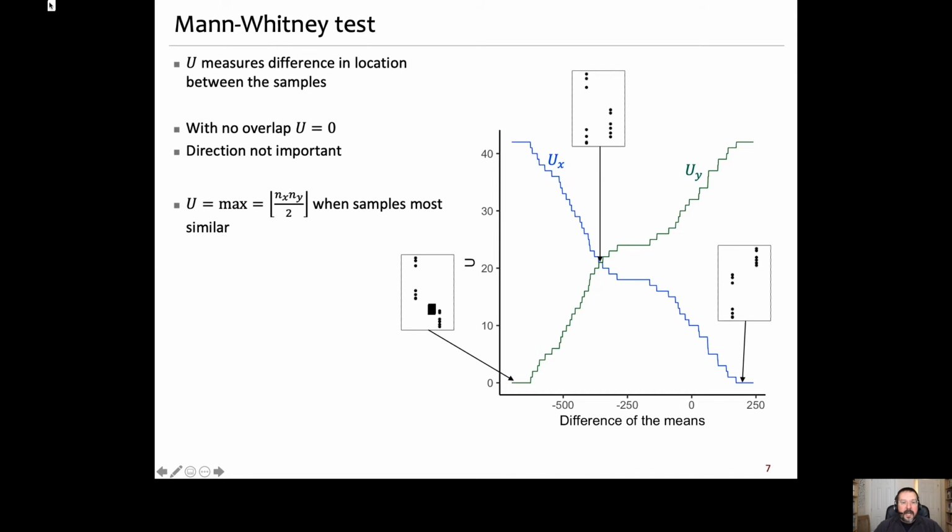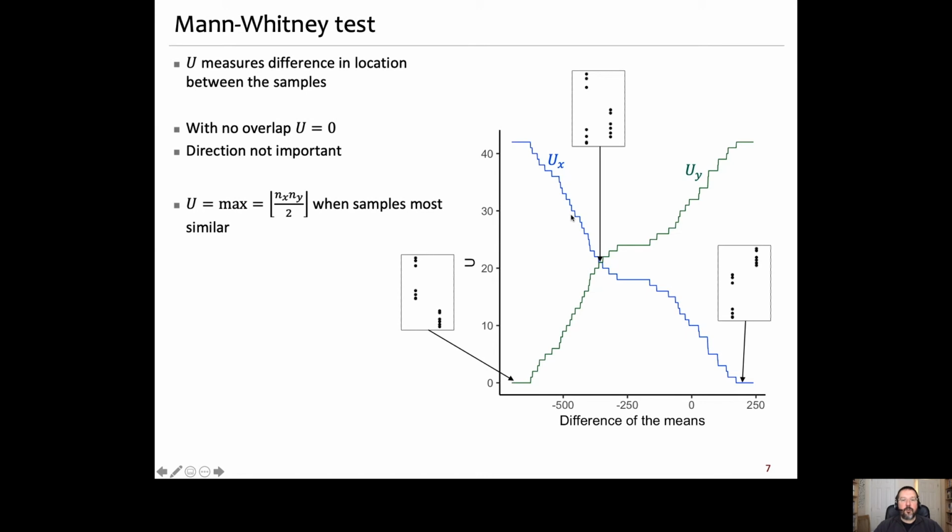Now imagine that we add a constant to this sample y and shift it up and up with respect to the sample x. What happens is that at some point there will be y's which are greater than x, so UY will go up and UX will go down.